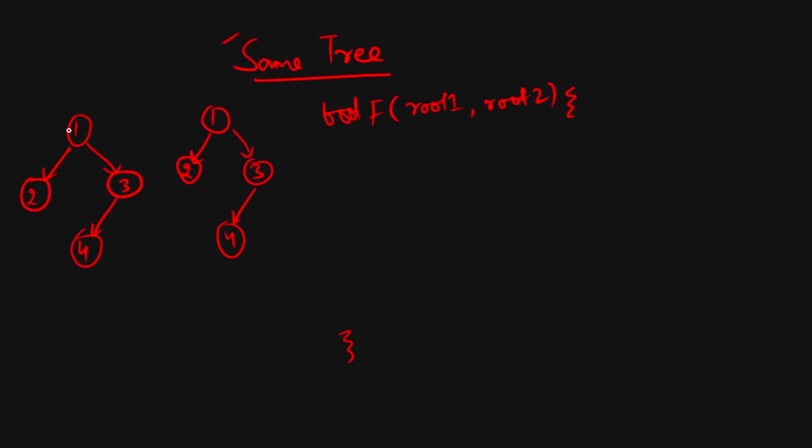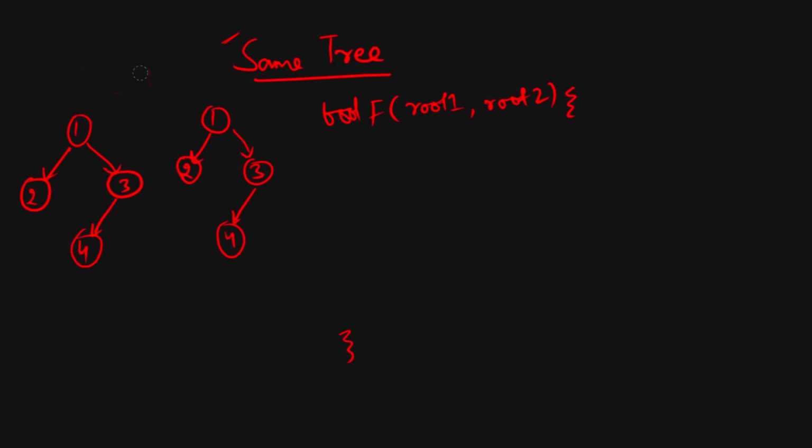The first case is if this is null and this is not null. In that case, is it possible that both of the trees are the same? No. If any one of these trees is null or has zero nodes, it can't be the same. They can be the same if and only if both of the trees have zero nodes.